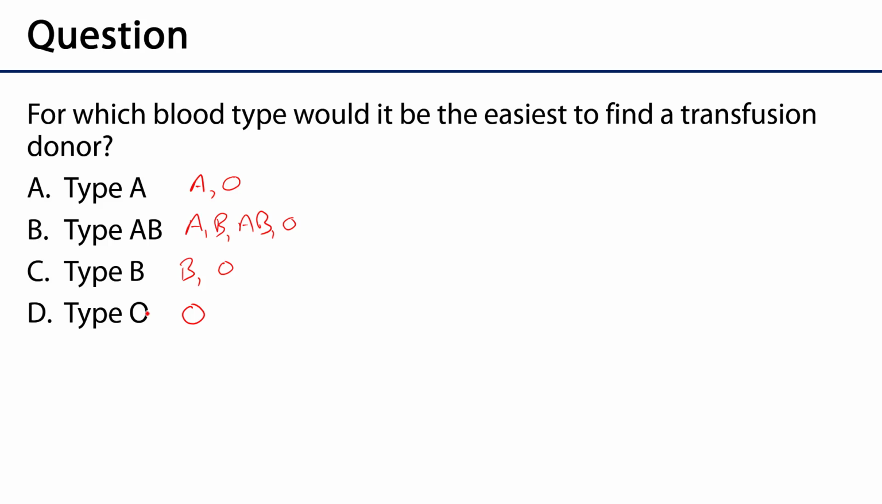So the easiest blood type to find a transfusion donor would be the universal recipient here, type AB.